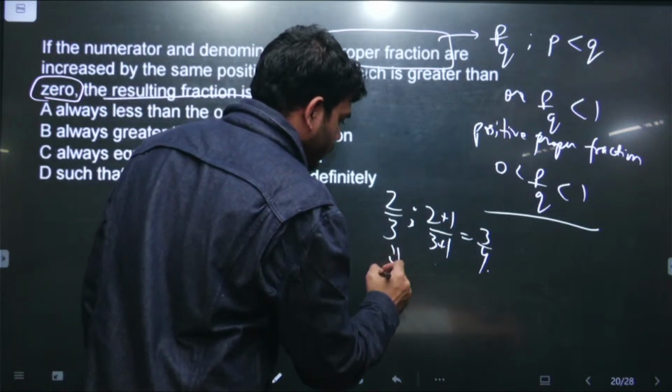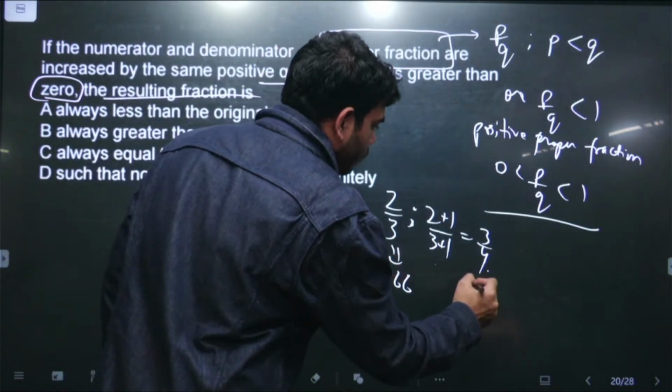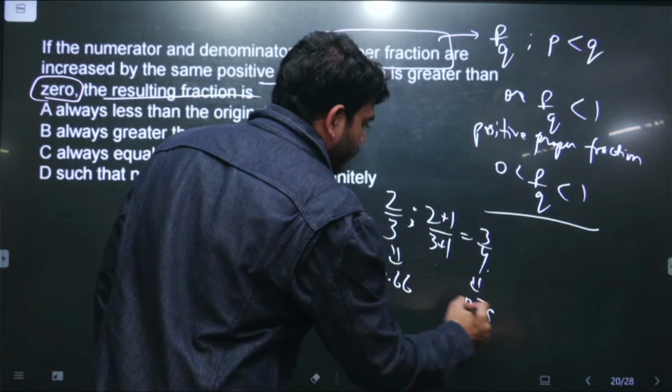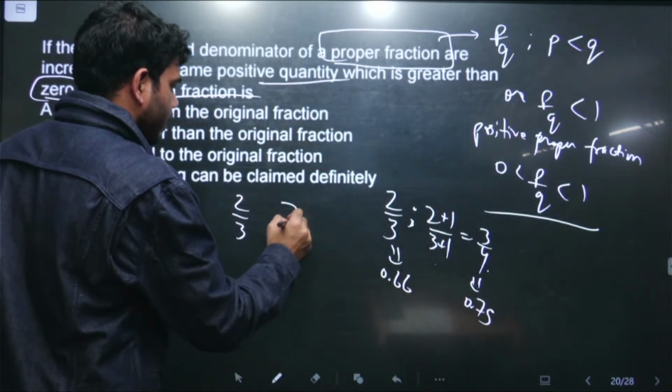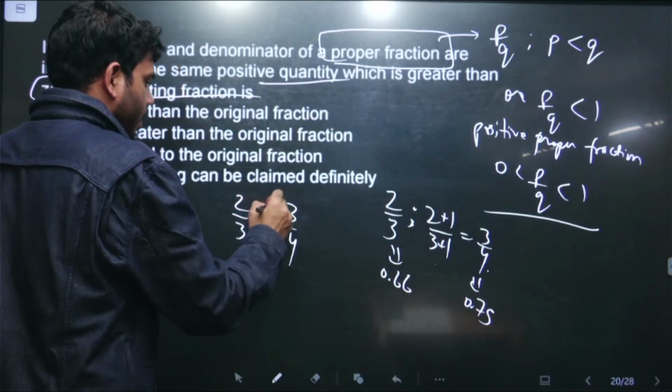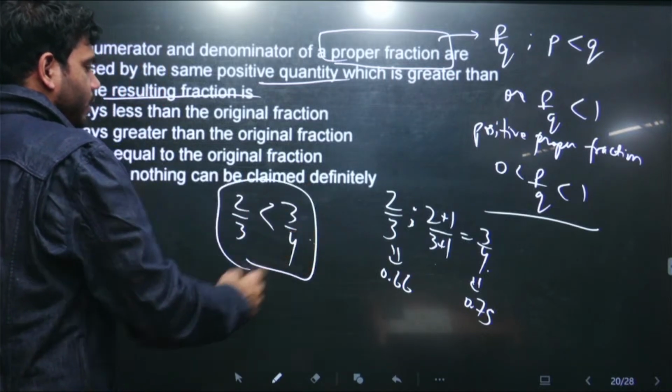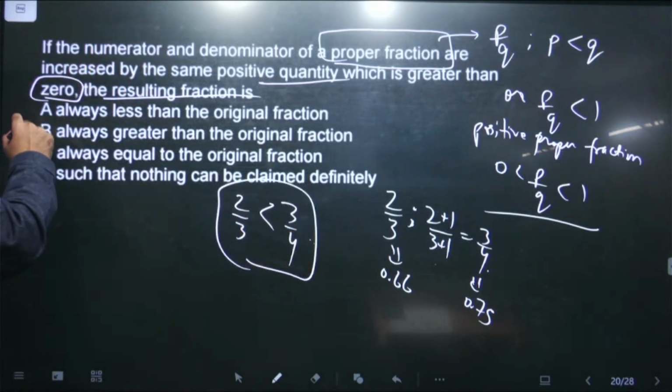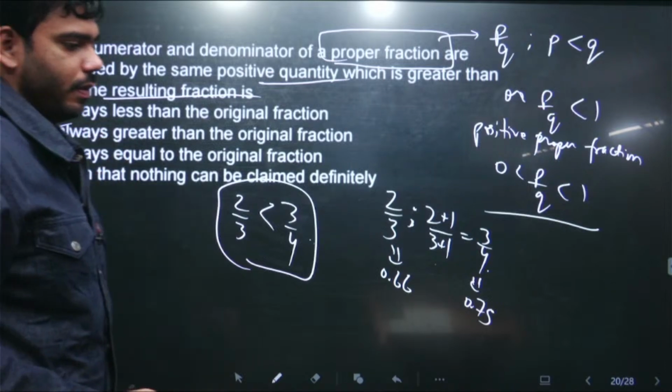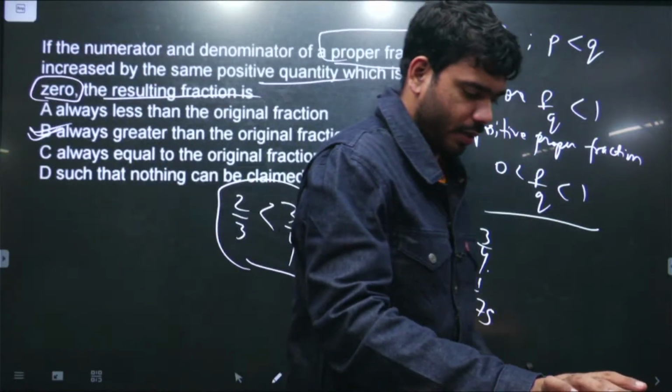And the value of this is 0.66. And the value of this is 0.75. So this was the original fraction and this is the resultant fraction, and clearly the resultant fraction is always and always greater than the original fraction. So here option number 2 is correct.